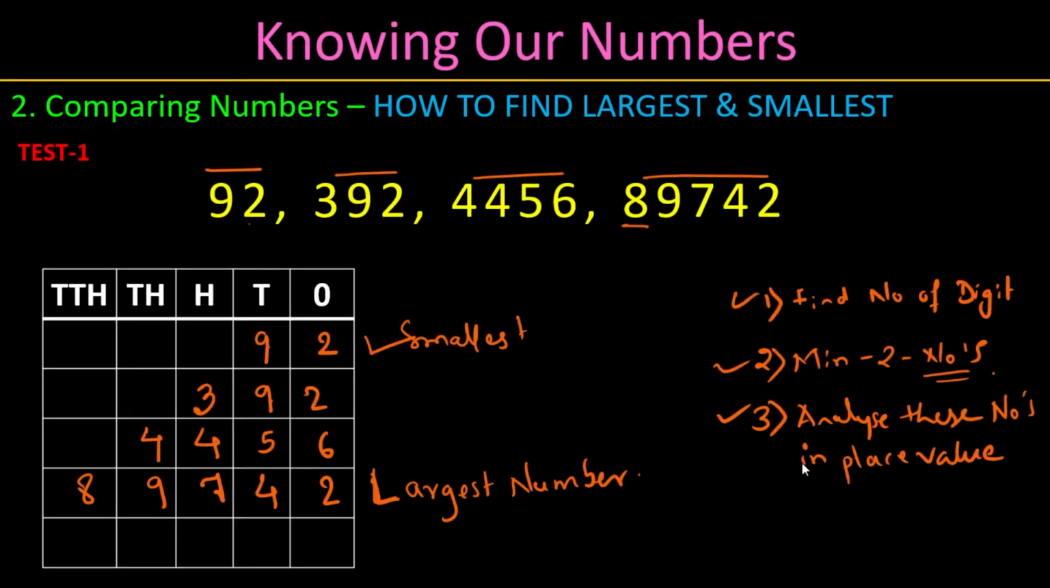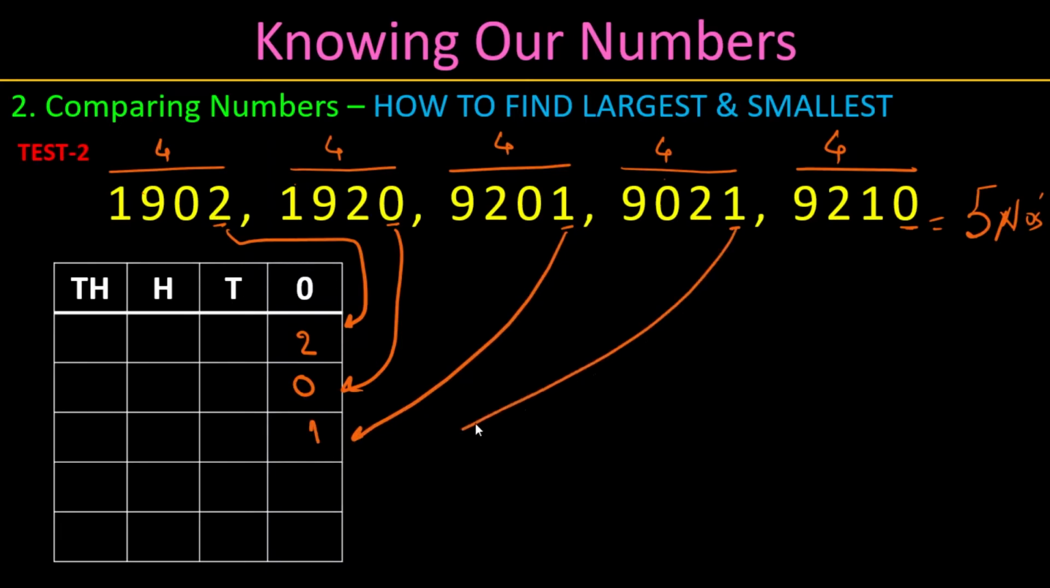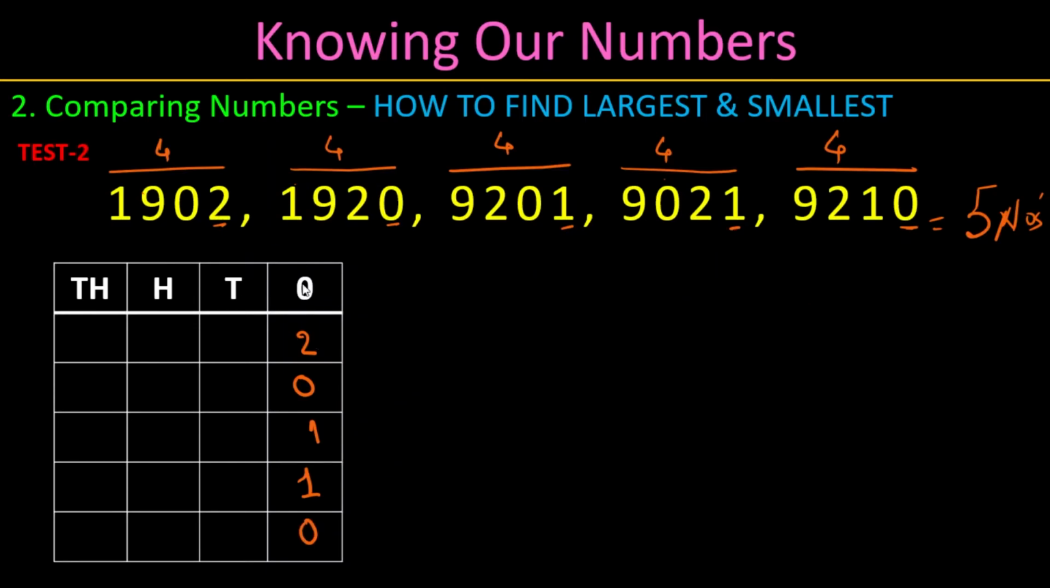Now, let's go to the next condition. Analyze these numbers in place value. So, let's start the analysis. Let's take this number 0, 1, 1, 0, 2. Start with this one. Let's put it here. 2 first, we'll put it here. 0, we'll put it here. 1, and we'll put here 1, and here 0. Now find in this column which is highest at this moment. This is highest. Okay, so let it be the highest for now.